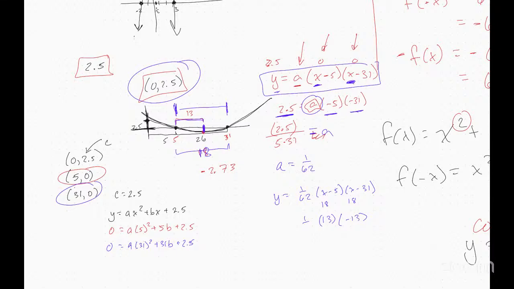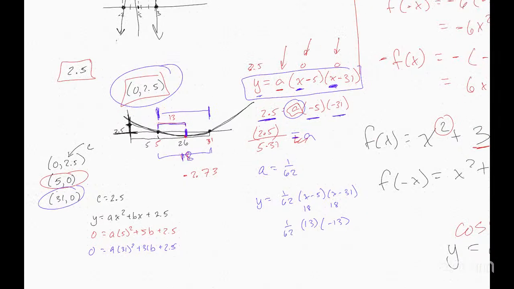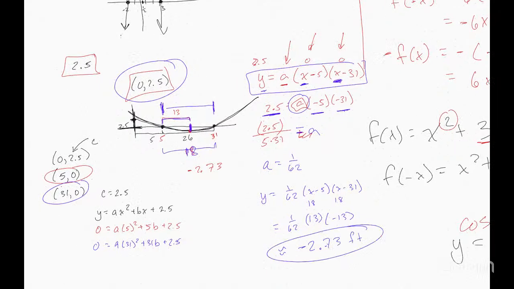Unfortunately, that doesn't simplify very well. 13 times 13 divided by 62, it doesn't look like they got a clean answer either. It says that they got negative 2.73 feet, and that's exactly what you get. That's the same answer you would get if you did it this way as well. It's just maybe a little bit simpler to do it that other way.